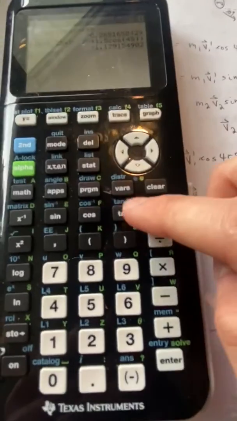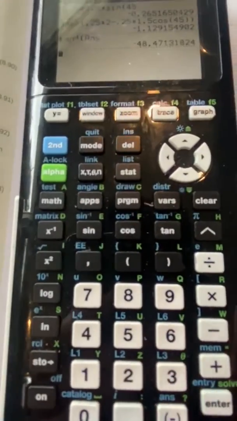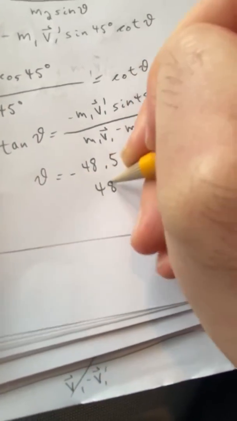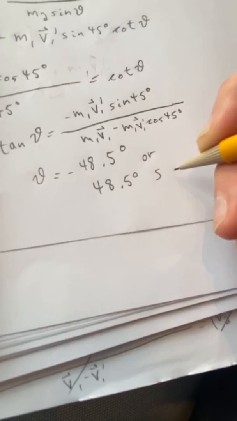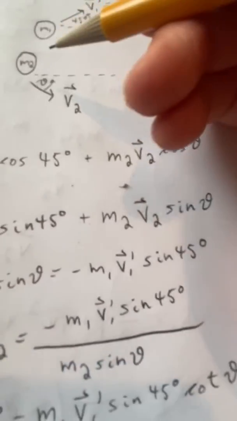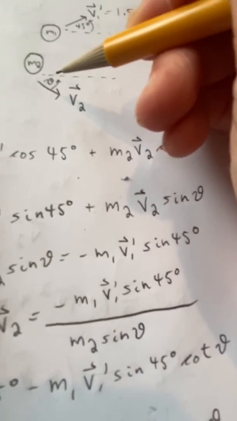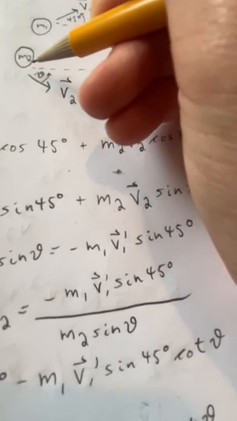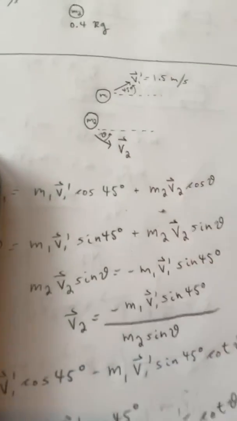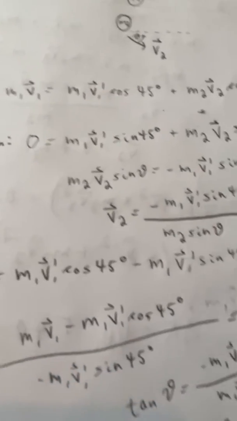And so we just take the inverse tangent of that, and we get that theta is about negative 48.5 degrees, or we could say 48.5 degrees south of east. Okay, so it is traveling in the direction that we predicted. So this is a 45-degree angle here. This is going to be like a 48.5-degree angle here, but it's going to be south of east instead of north of east.